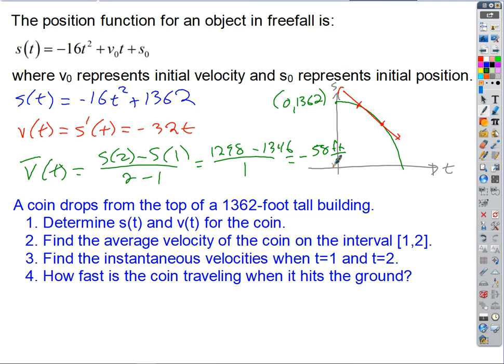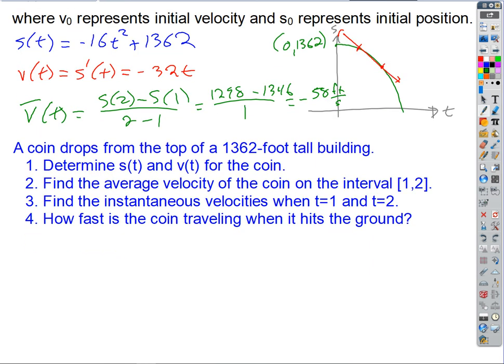Okay. Find the instantaneous velocities when t is 1 and t is 2. Well, that's easy to do. We have a velocity function, right? That's what the instantaneous velocity is, what the derivative gives us. So V of 1 is negative 32. V of 2 is what? Negative 64, okay? So does that make sense? The average rate of change was somewhere in between these.